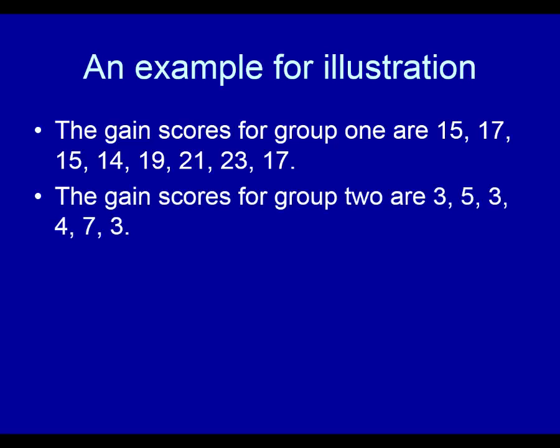The gain scores for group 2, the comparison group, are 3, 5, 3, 4, 7, and 3. So we have 6 people in the comparison group, and we have 8 people in the treatment group.